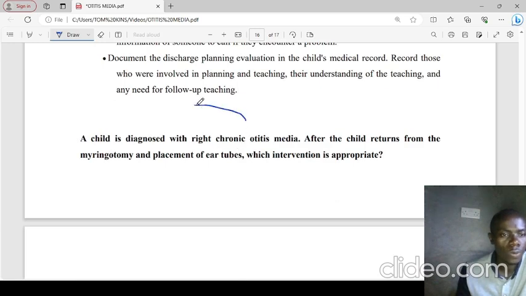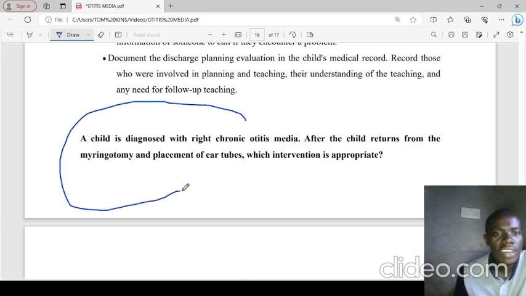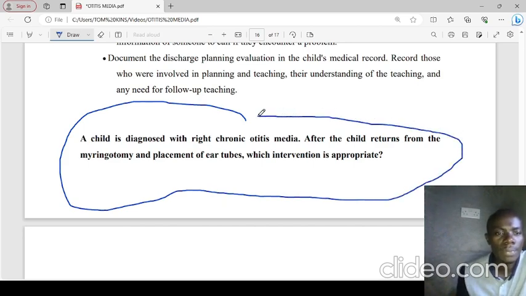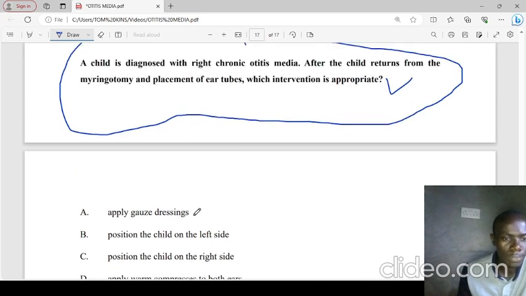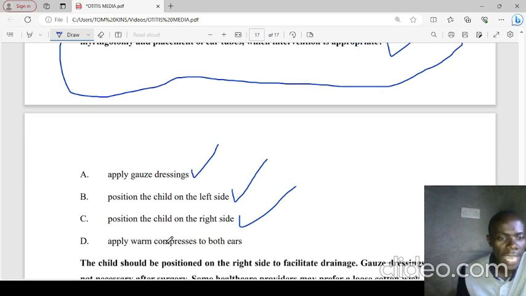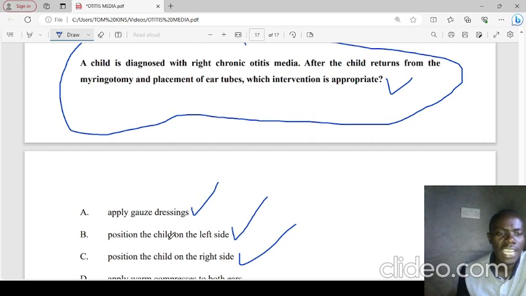So guys, our question we were having: the child is diagnosed with right chronic otitis media. After the child returns from the myringotomy and placement of the ear tubes, which intervention is appropriate? The first response was apply gauze dressings. Number 2 was to position the child on the left side, position the child on the right side, and apply warm compress to the ear. So from here, we are able to narrow down because some options are contradicting each other, so one of them must be true.